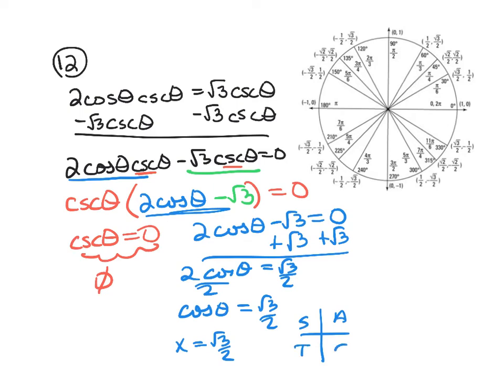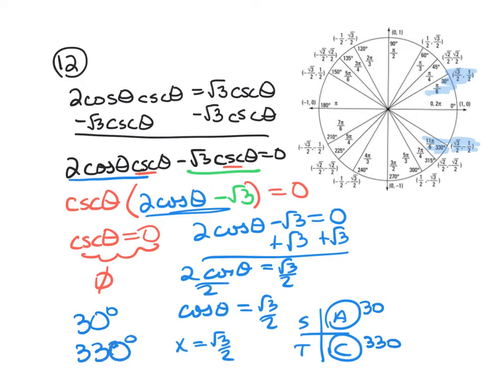All students take calculus. I'm looking for where cosine is positive. Cosine's positive here and here. So if I come over to my unit circle and I look for where x equals root 3 over 2, I have it here at the 30 and at the 330. So here, 30 and 330. So this one only has two answers, 30 degrees and 330 degrees.